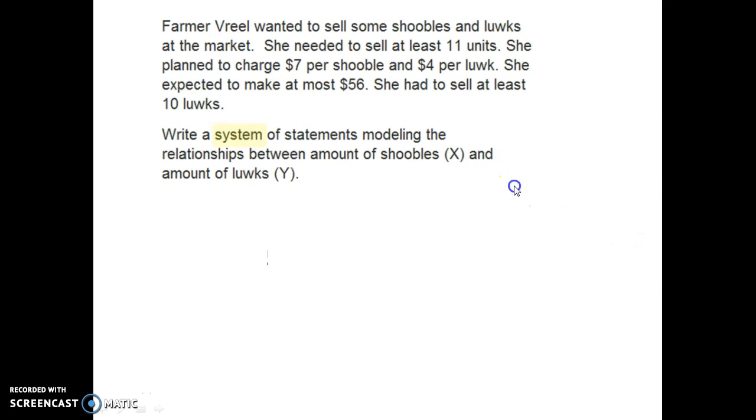So our system means we're going to have 2 or more statements. She needed to sell at least 11 units. So we'll start with our 11. We need to sell at least, that means greater than or equal to. And our units means we're just going to add x plus y. She expected to make at most $56, so we'll start with our 56. At most means less than or equal to. We can't go over 56.